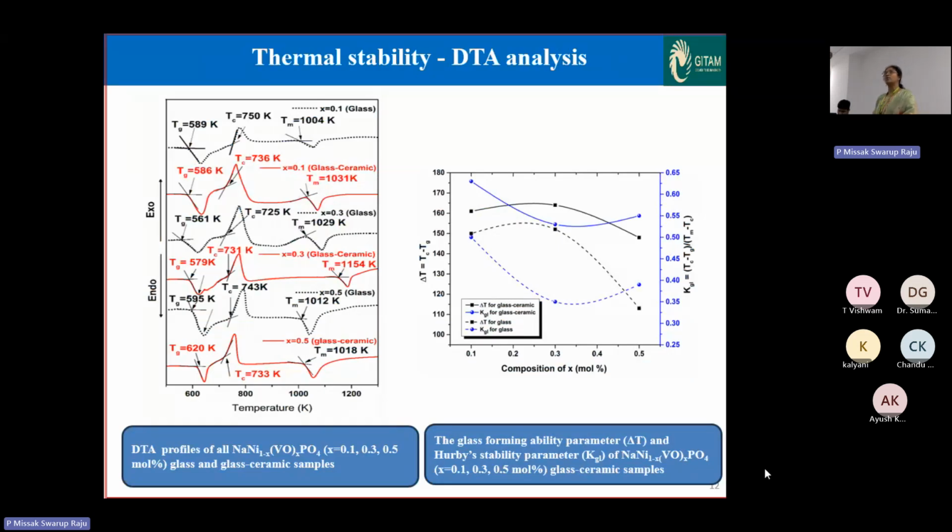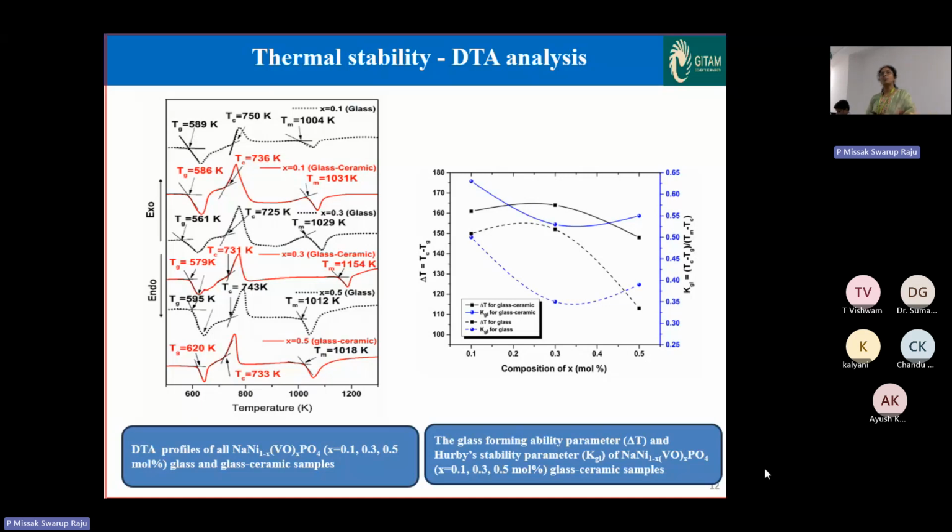One is the DTA, differential thermal analysis. Differential thermal analysis monitors the Tg, Tc, and Tm values: glass transition temperature, crystallization temperature, and melting temperature values. In this graph, the dotted line indicates the glass and the thick line indicates the glass ceramic, with increasing mole percentage from 0.1 to 0.5.